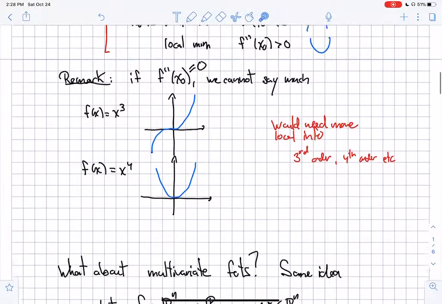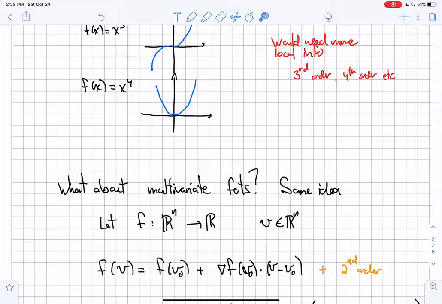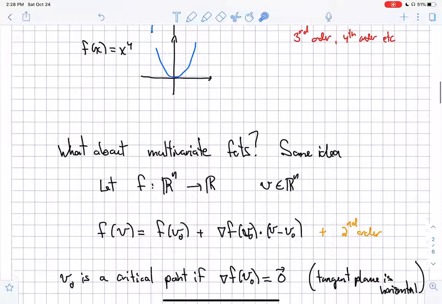All right, with that in mind, let's go up to multivariate functions. The same idea holds with the Taylor expansion, and it holds not only for two inputs but for several inputs. Remember that for a function from R^n to R, I can Taylor expand. So f at a point V in R^n is f of V0 plus the gradient of f at V0 dot product V minus V0. And remember, this gives you the linear approximation that's related to the tangent plane.